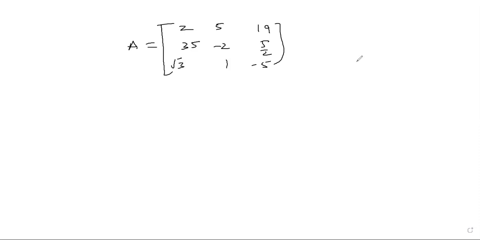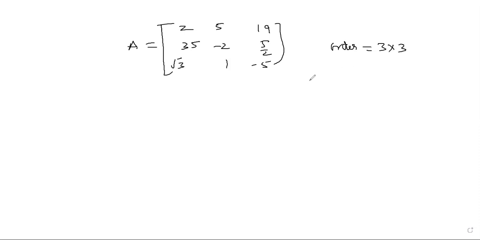Now we can have some very easy types of questions. First, suppose a matrix is given with rows 2, 5, 19; 35, minus 2, 5 by 2; root 3, 1 and minus 5. They may ask to write the order of the matrix. The order is 3 by 3.